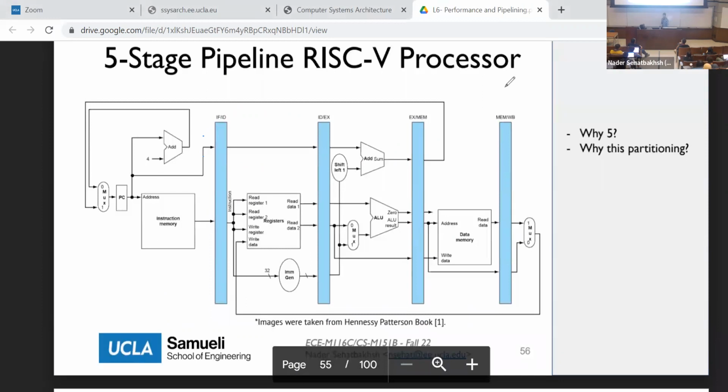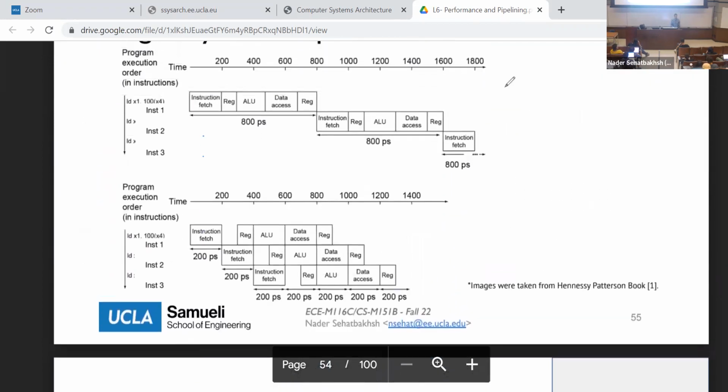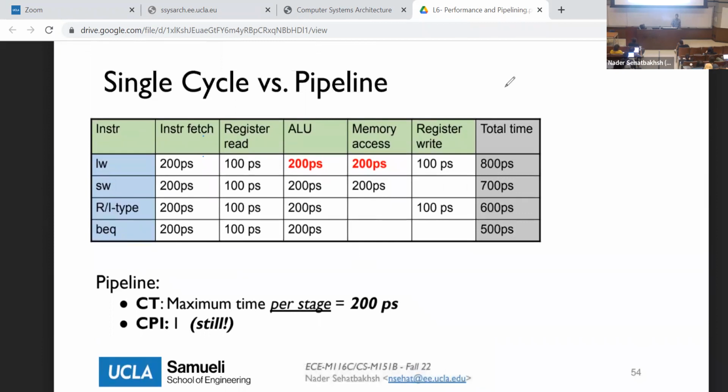So again, going back to our design, I told you that we are basically showing our pipeline. How much performance is increased in this specific example? As you can see here, the numbers that I calculated were our CPU time becomes 800 picoseconds times IC versus 200 picoseconds times IC. Assuming the same program, we are improving our performance by a factor of 4. So we improve it by 4 times.